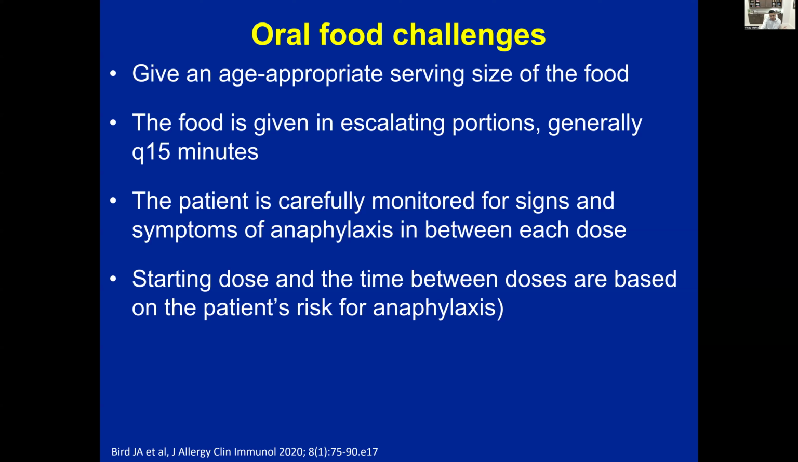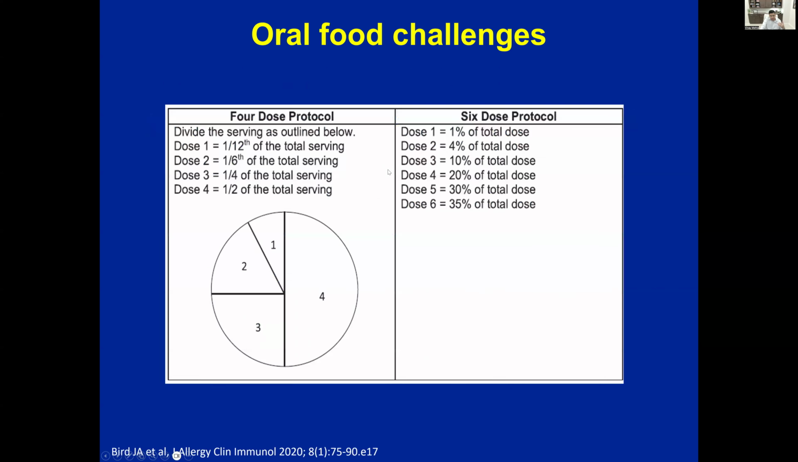What you do is divide the serving size into different portions, and you start with a low dose, and you generally double the dose until you hit the serving size. This is given every 15 minutes, and you monitor for signs and symptoms of anaphylaxis. There are various protocols. You can do it in 4-dose steps, 6-dose steps, or 8 steps. It depends on how you want to do it. Again, you start with a low dose and then you increase. The final dose is usually the bigger portion.